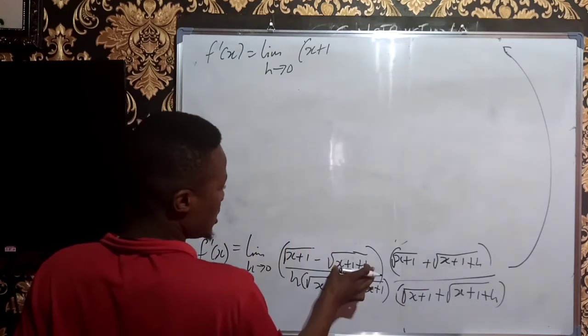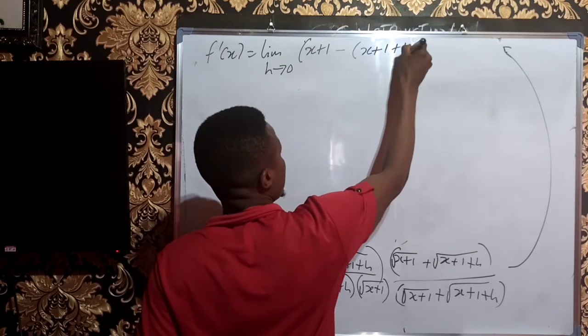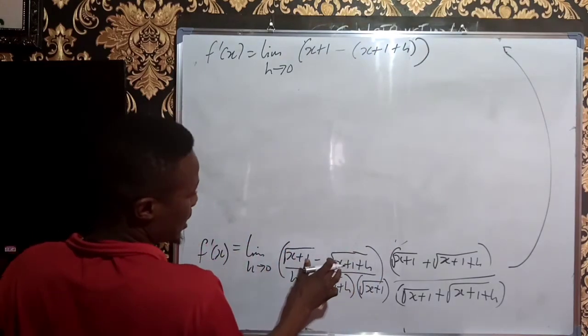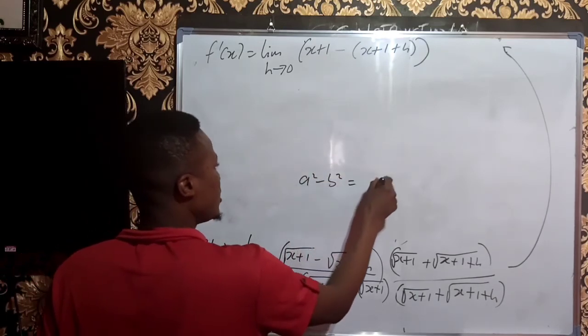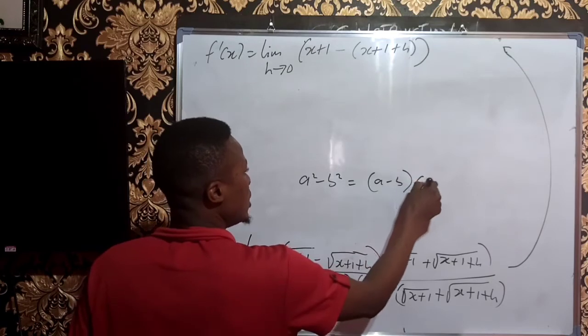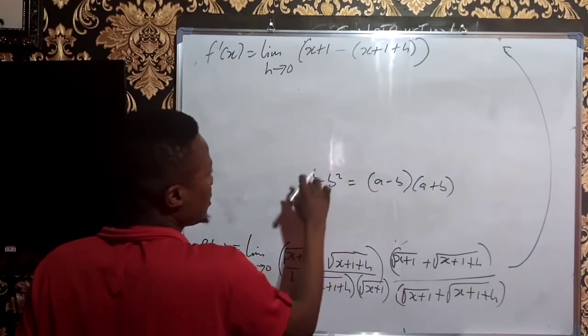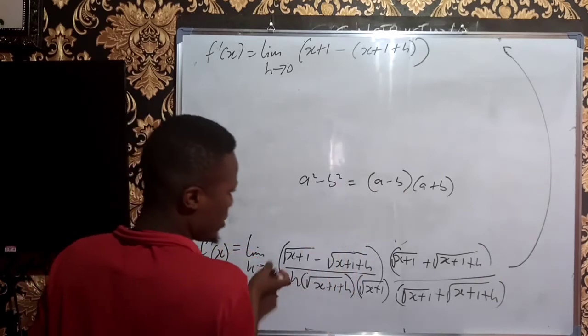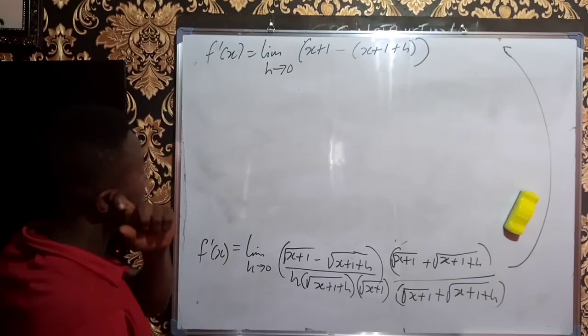So when I square this, I will just get x plus 1 plus h. That's what I will get here. Difference of two squares: when you have a squared minus b squared, you have a minus b into a plus b. It's as simple as that. So you square the first one minus square the second one. Don't waste your time expanding the bracket when you see such in an examination.